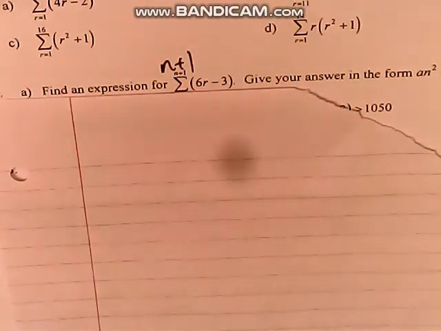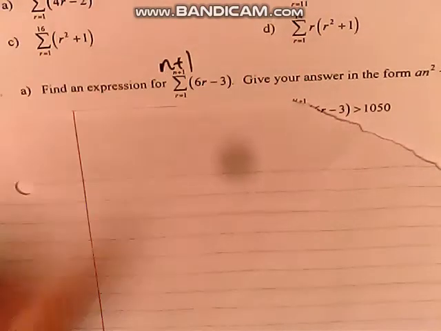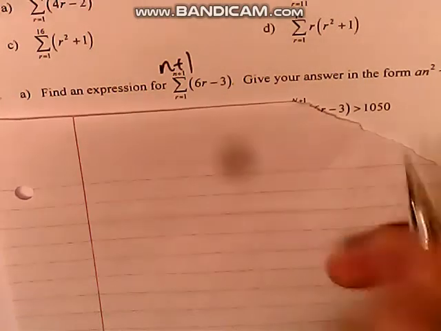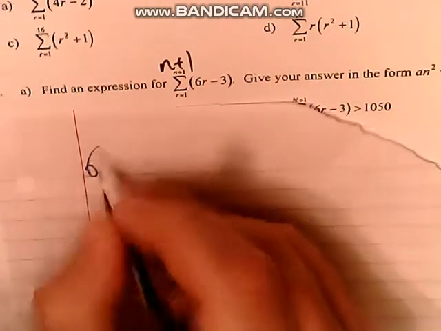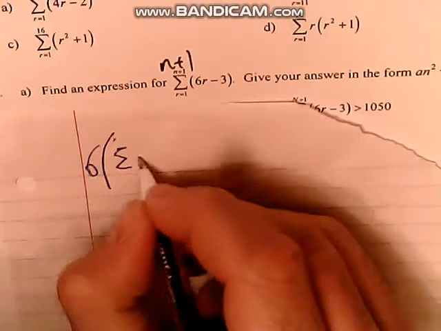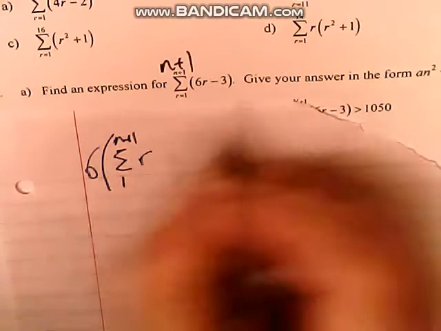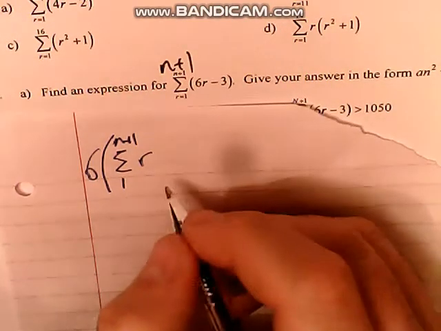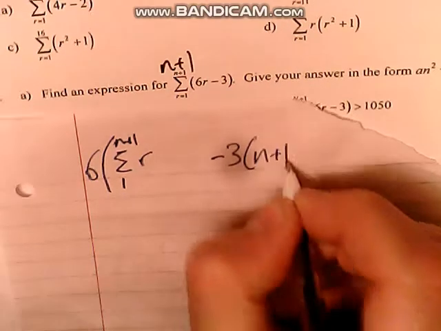Find an expression for the sum of 6r minus 3 between 1 and n plus 1. Give your answer in the form of an squared plus bn plus c. Right, for 6r, I'm going to do 6 lots of the sum of r from 1 to n plus 1. The minus 3, I'm just going to think of it as minus 3 lots of n plus 1.